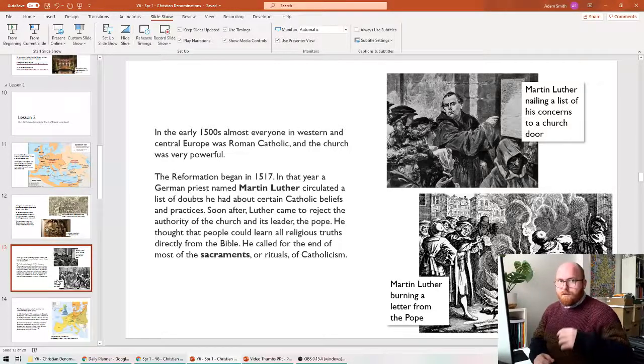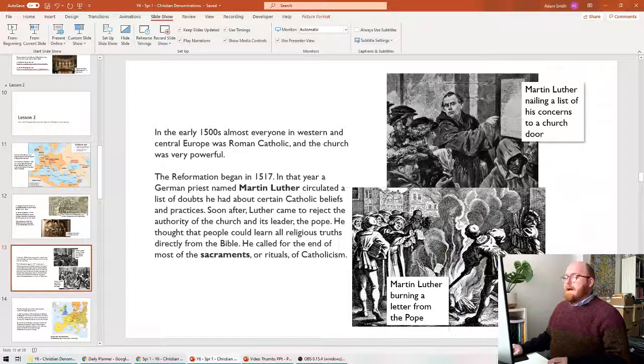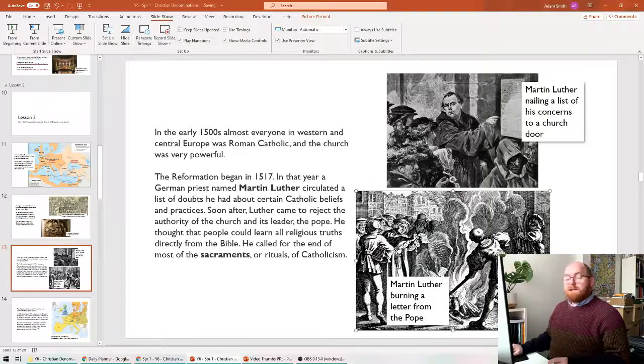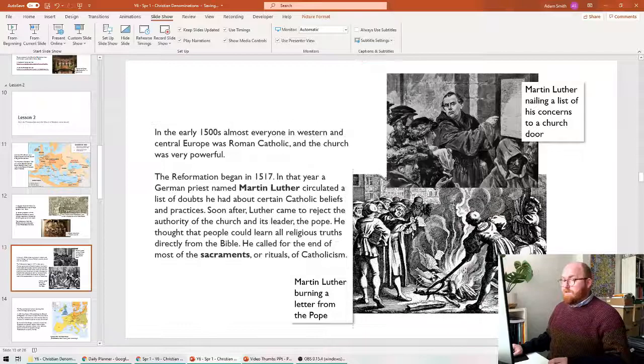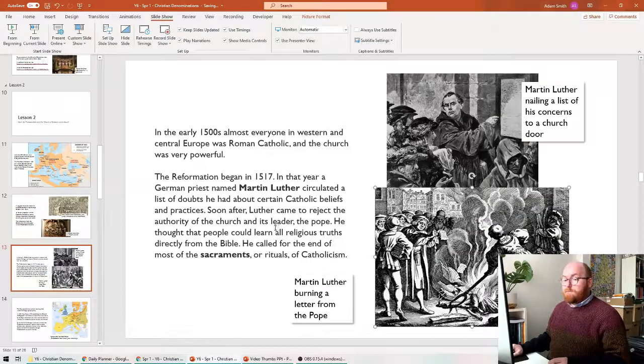Soon after, Luther actually took it a step further and rejected the authority of the Pope and the Church, and the Pope was not happy about this at all. He sent Luther a letter called a papal bull, and Luther took that letter and burned it in his town square, as you can see here. This is a very famous engraving of Luther burning the papal bull.